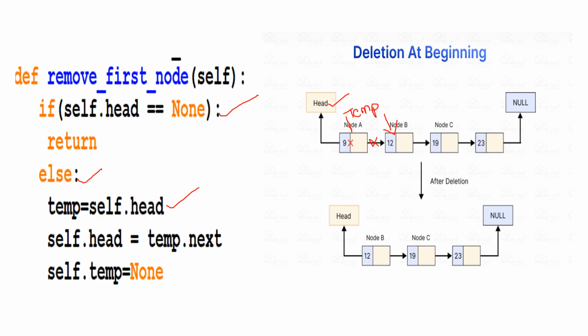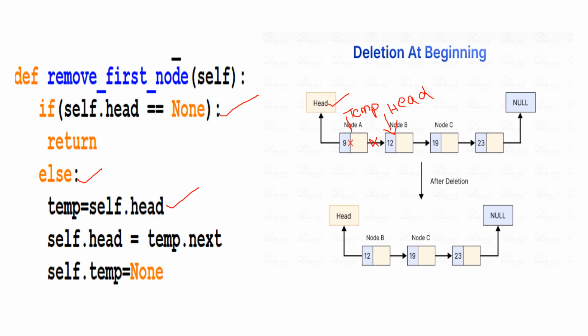So we are making head as temp.next. Temp.next is nothing but node B. So we are making the second node the head. Then later we can delete the first node. If we delete the first node directly, we lose the head pointer. So take a temporary variable and temp.next, making the second node the head. Then you can remove this first node.